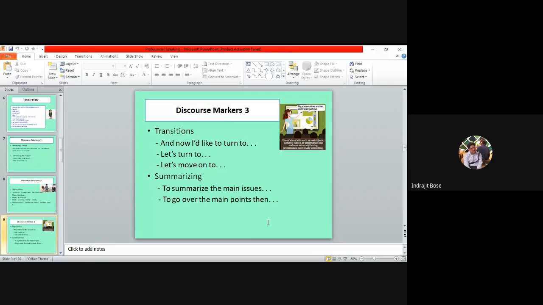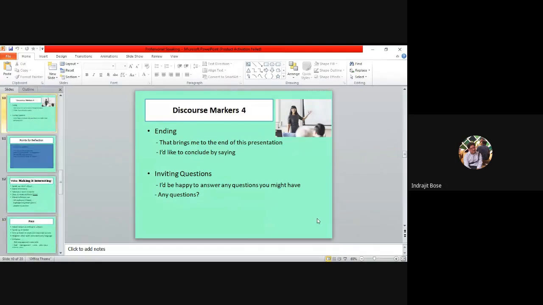Again, we mark the transitions between different parts of what we say by using phrases like, "And now I'd like to turn to," "Let's turn to this," "Let's move on to this." And we summarize by saying phrases like, "To summarize the main issues," "To go over the main points once again." And at the ending, we say, "That brings me to the end of this presentation," or "I'd like to conclude by saying," and we invite questions by saying, "I'd be happy to answer any questions you might have," or "Any questions?"